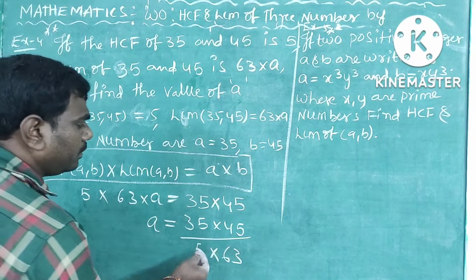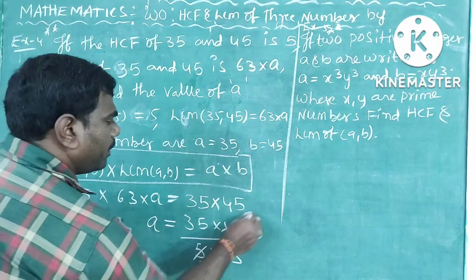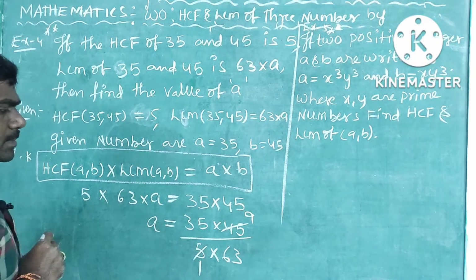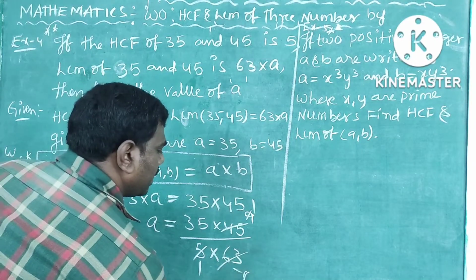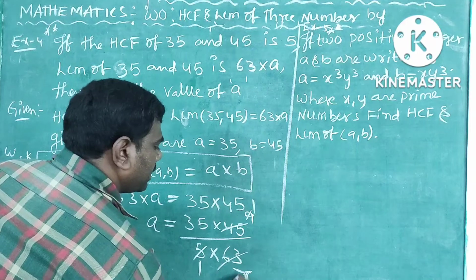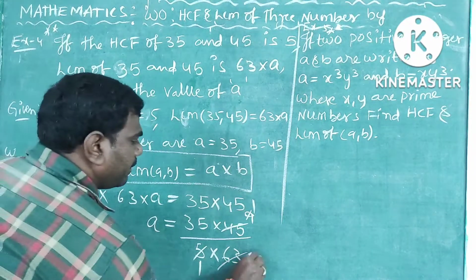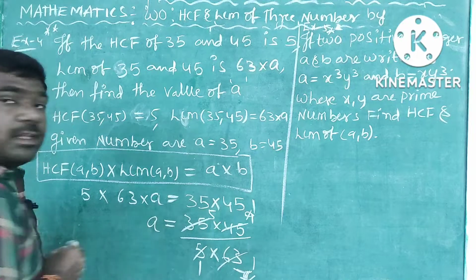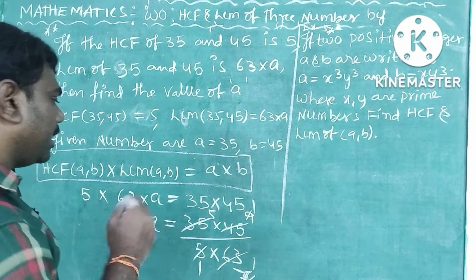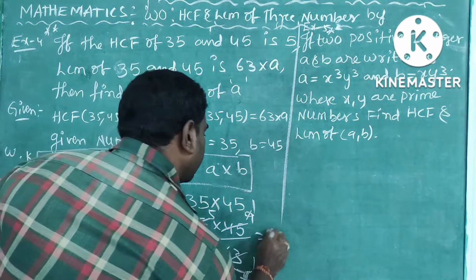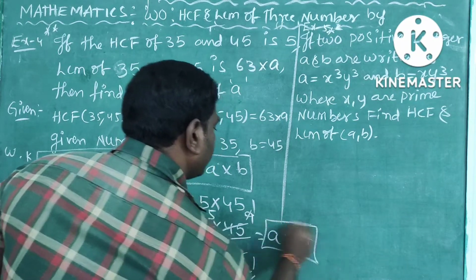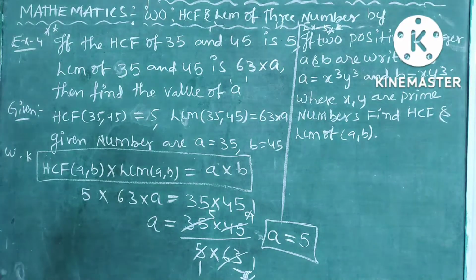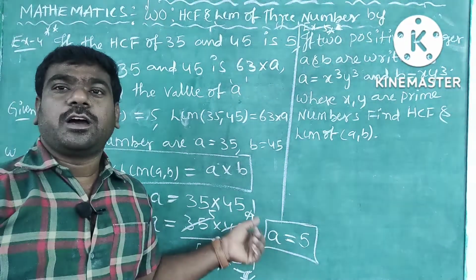5 nines are 45, next 9 ones are 9, 9 sevens are 63. Again 7 ones are 7, 7 fives are 35. After cancellation, totally we are going to get A is equal to 5. A is equal to 5. This is the unknown value here.